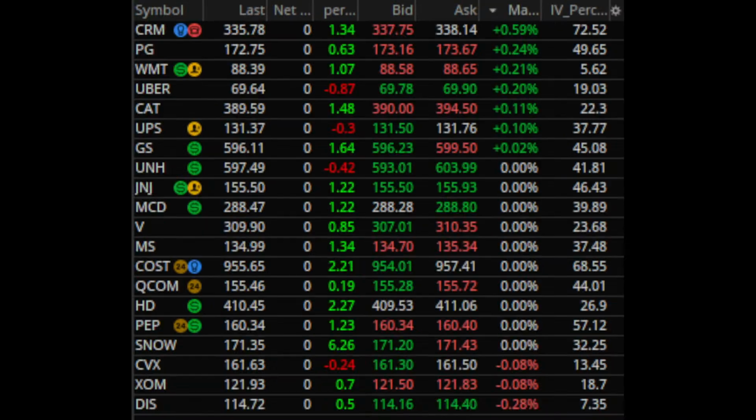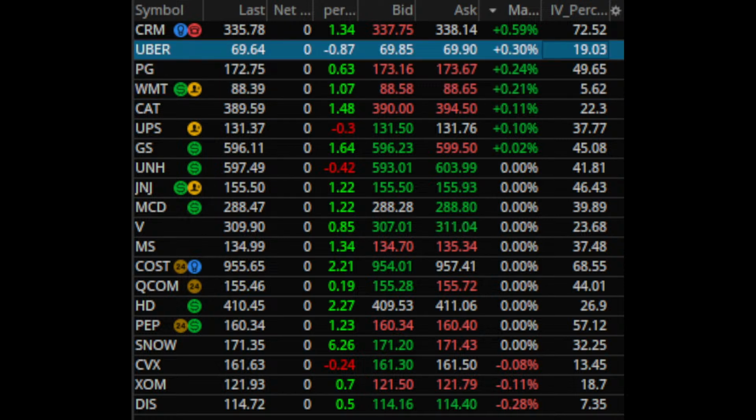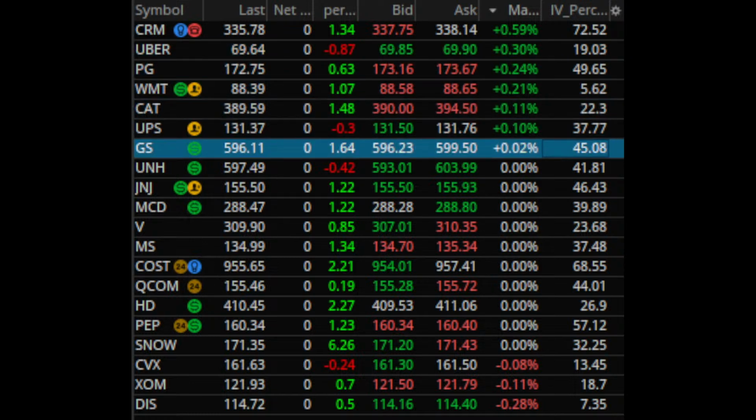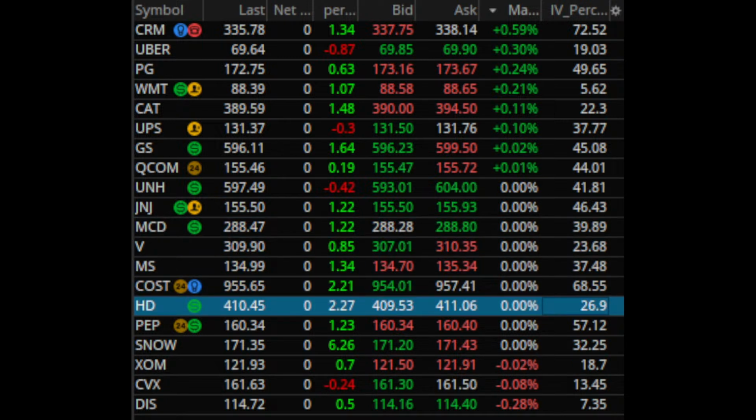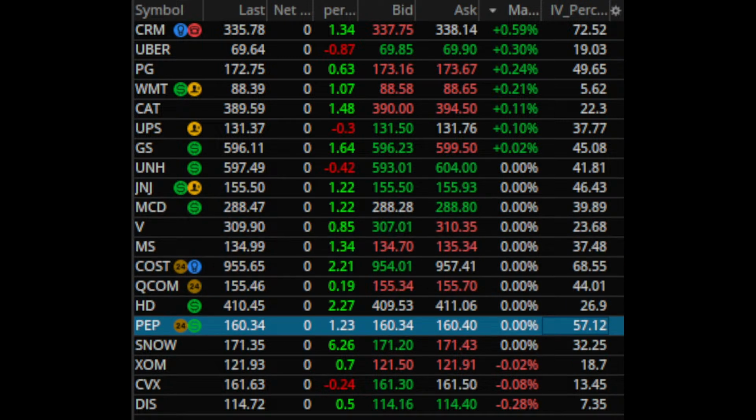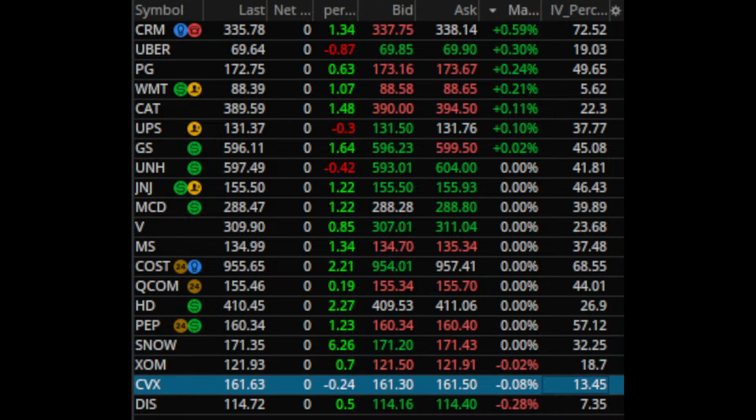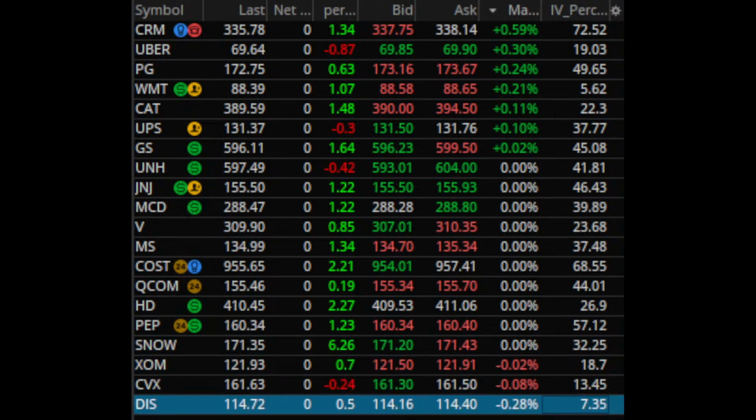All right, so let's look at the top sectors here. Who's leading here? It's Salesforce up 0.59, followed by Procter and Gamble. So some staples getting some love this morning. Procter and Gamble, Walmart, Uber's up 0.30. That's an industrial, the second largest holding in the XLI sector. All right, industrial sector. Now, who's lagging here? Really the only laggard is Disney, down 0.28. I mean, Chevron's only down 0.08.